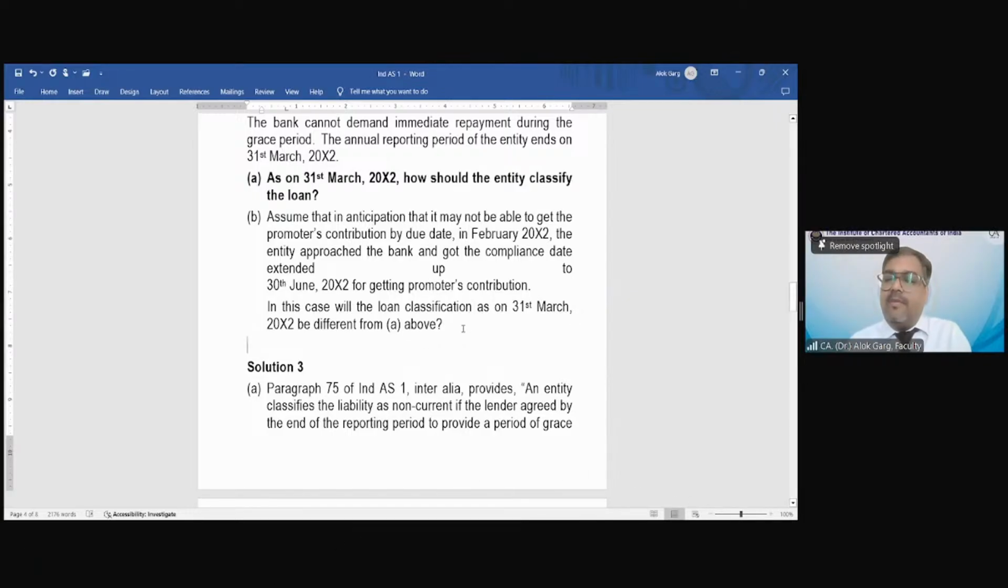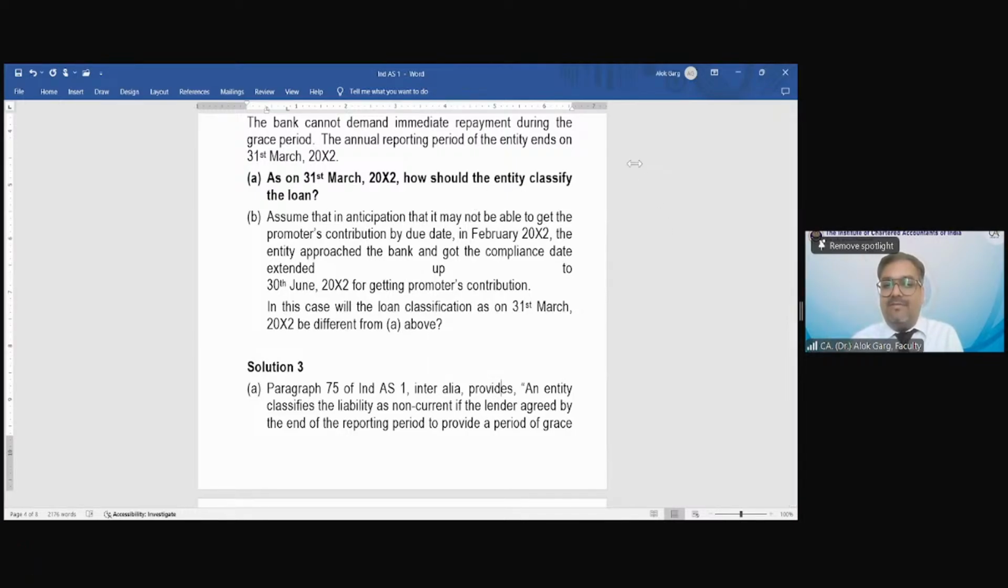Yes. So the initial compliance date was 24th March 20x2. Now they went to the bank proactively without any default, right? And bank has extended this compliance date to 30th June 20x2. Now my question is, what should be the answer to this? Whether it has to be current or non-current? Just think.